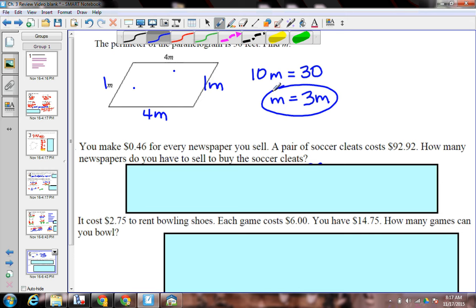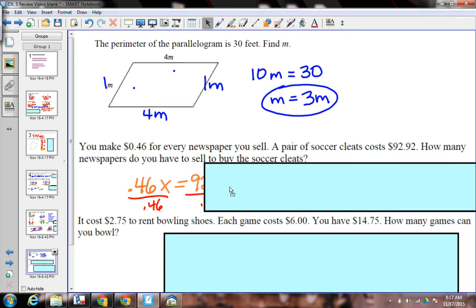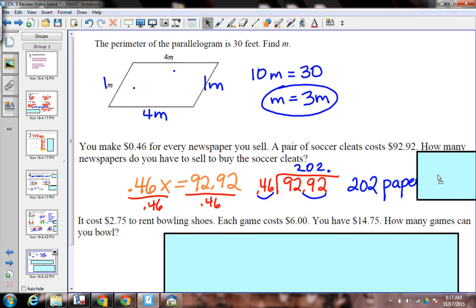Okay, so let's see how many newspapers you have to sell. Looks to me like a lot, right? So when we're writing our equation, we would be multiplying that newspaper by how many we want to buy to get to our total goal of $92.92. So we have to divide each side by 0.46.